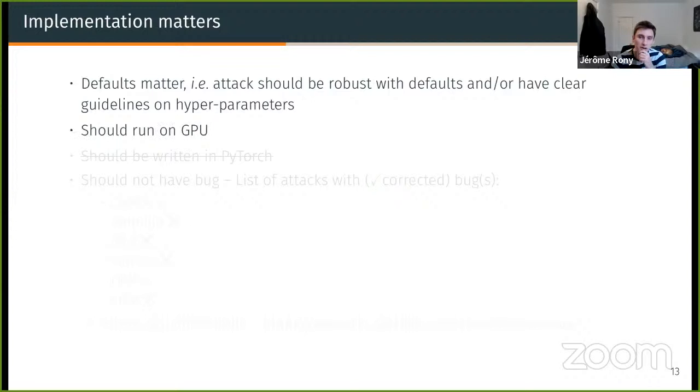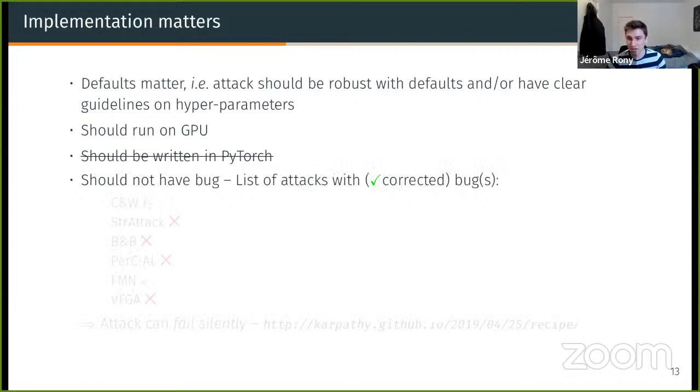Obviously, it should run on GPU. It may seem a silly constraint, but I can give you examples of attacks that do not run fully on GPU, and you can see that they are not used at all right now, even though they are very good. They are just not used. It should be written in PyTorch, obviously. Well, this is just a joke, but I tend to think that it's easier to read afterwards, or at least EagerPy.